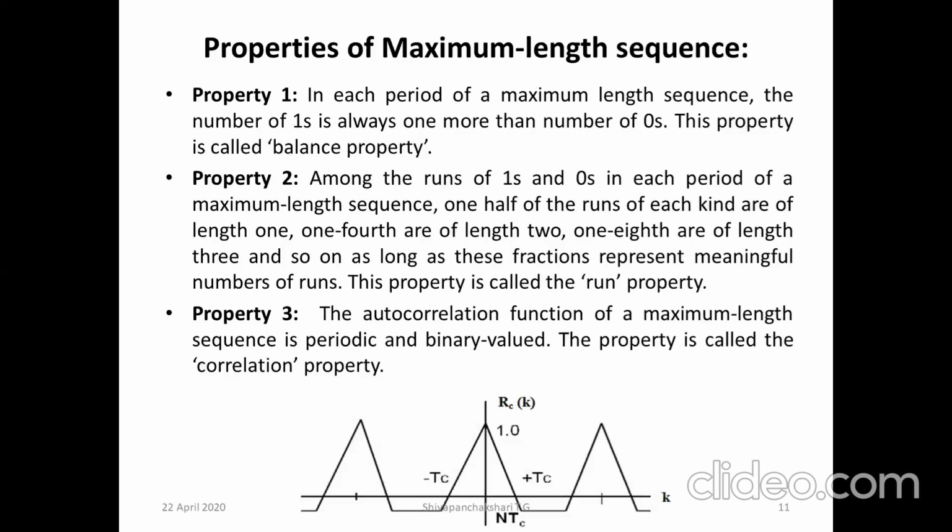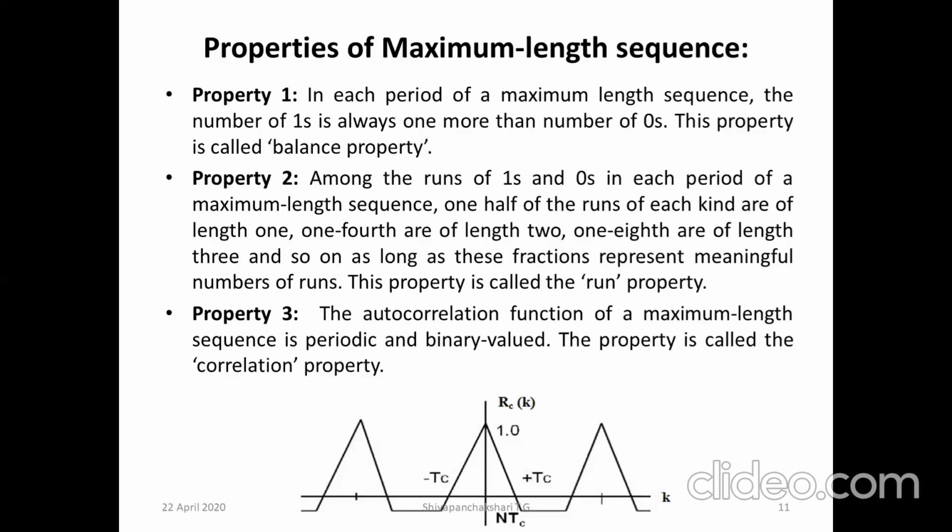That means if there are 8 runs, let us say, half of them are of size 1 bit, 1/4 of them are of length 2, and so on. This property should hold good.